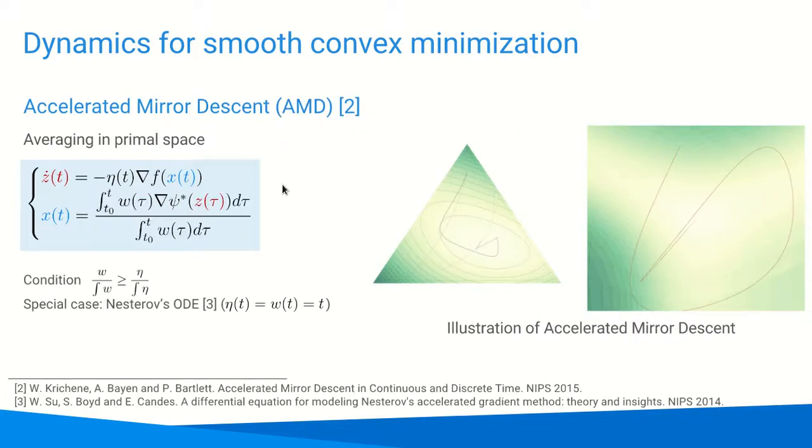The second building block is acceleration. In a previous paper, we showed that a generic way to accelerate mirror descent dynamics is to add averaging in the primal space. The primal variable x then becomes a weighted average of the mirror trajectory with weights w. The weights w and learning rate eta need to satisfy a simple condition given here. In particular, Nesterov's dynamics can be written as a special case of this family.